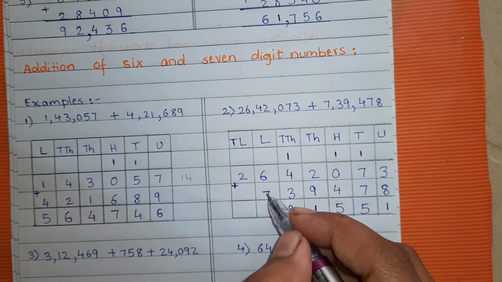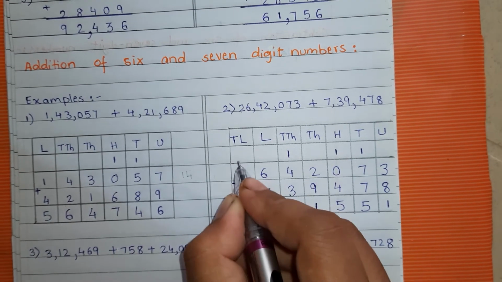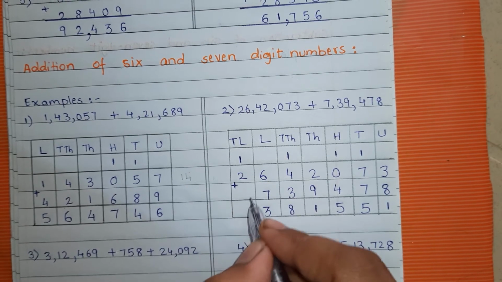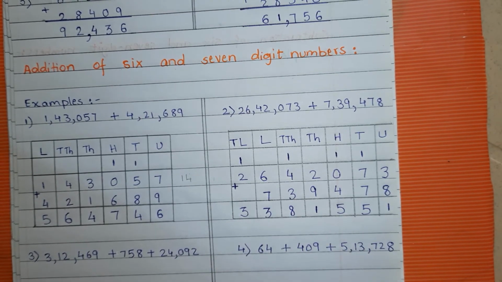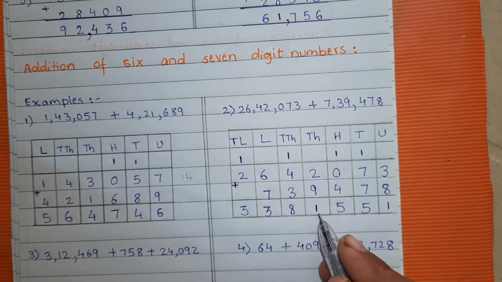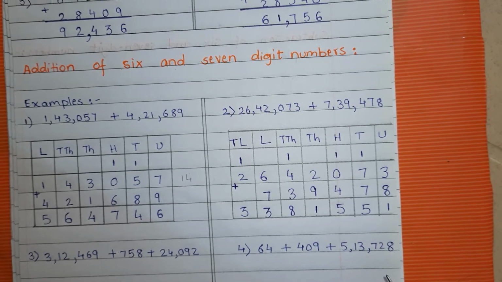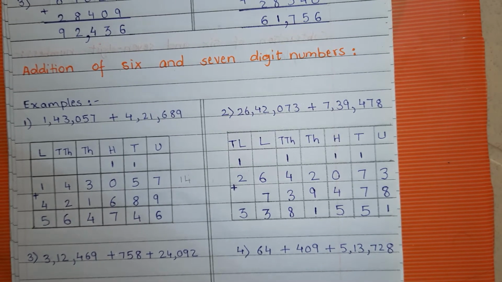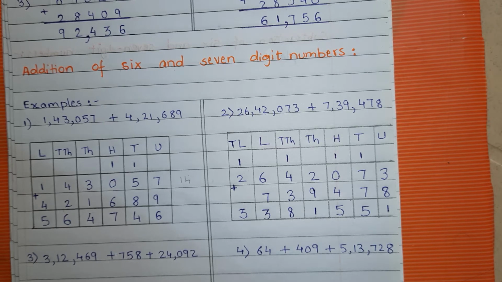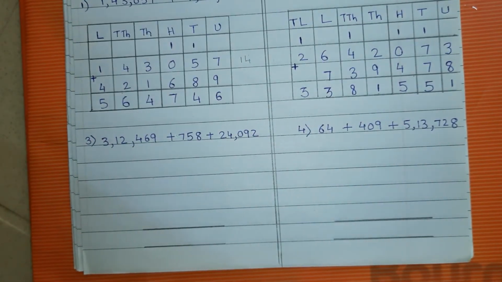Next, 6 plus 7 is 13. 1, 3, 13. So 3 here, 1 carry. And 2 plus 1 is 3. So your answer is 33 lakh 81,551. Understood this addition? 33 lakh 81,551.